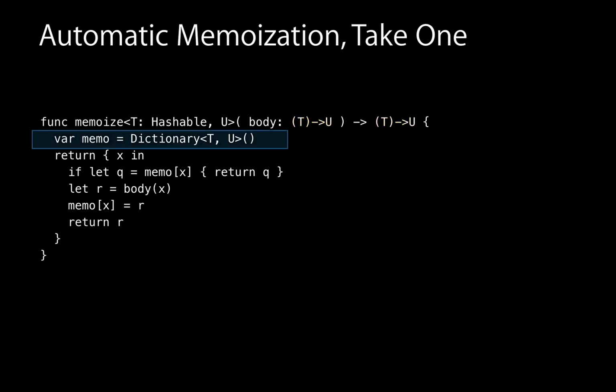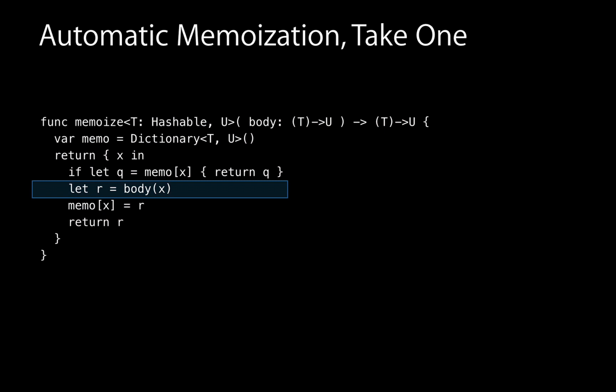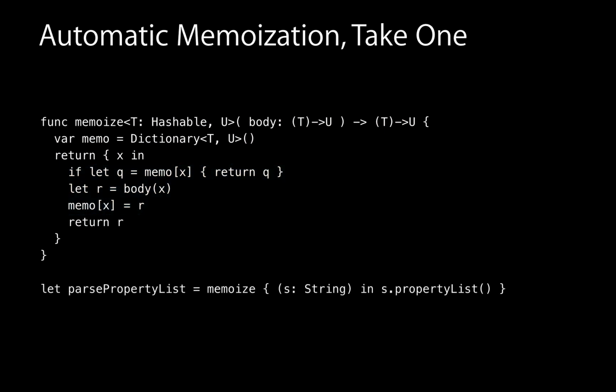Okay, inside the body, this is actually pretty straightforward. So first we create the dictionary that we're going to need to use to memoize that function. And then we return a closure, which is wrapped around an invocation of the body, which is the actual computation, right? And the usual memoization dance, where we look in the dictionary and return the value we found if we found it, otherwise compute and put it in the dictionary. Okay? Now this version of memoize works great for functions like parse property list. This just works, which is awesome.